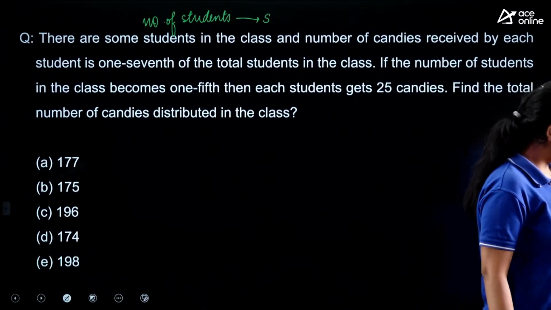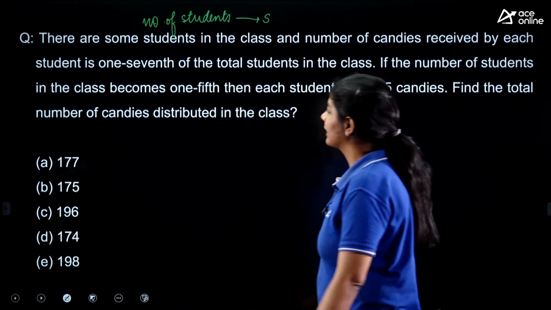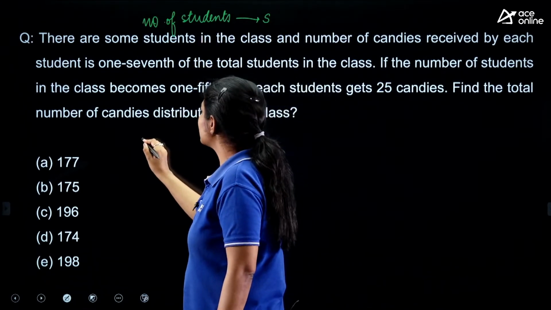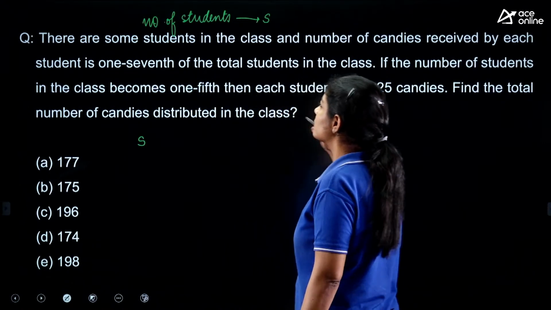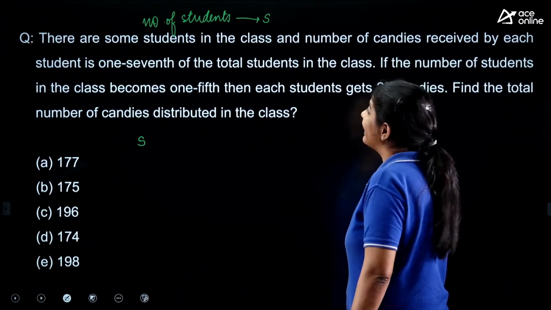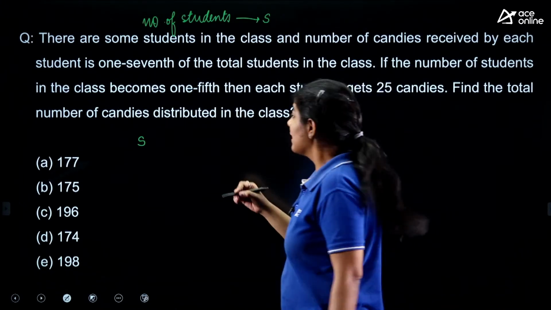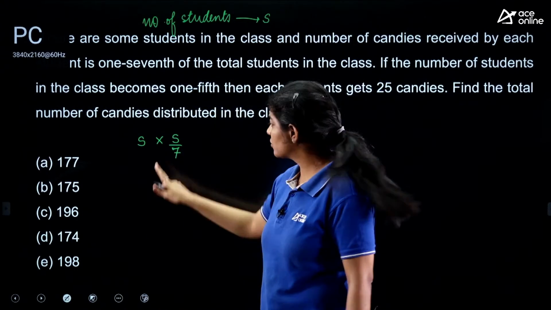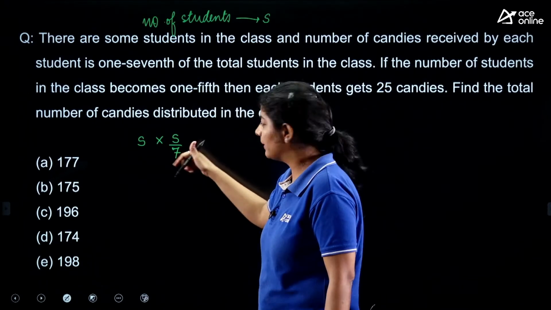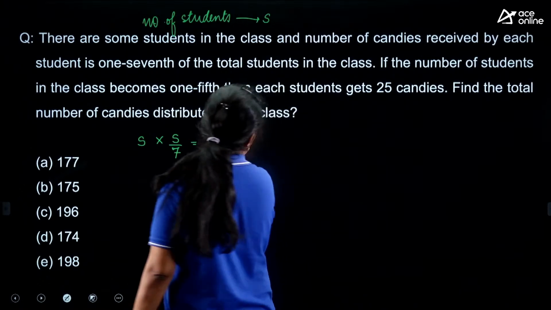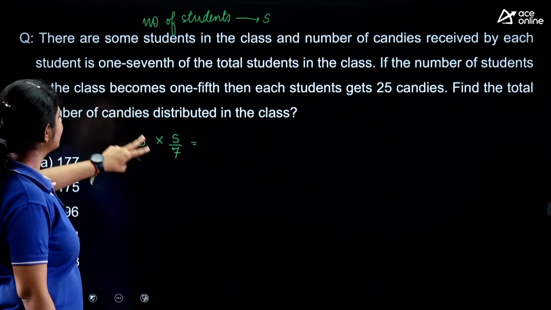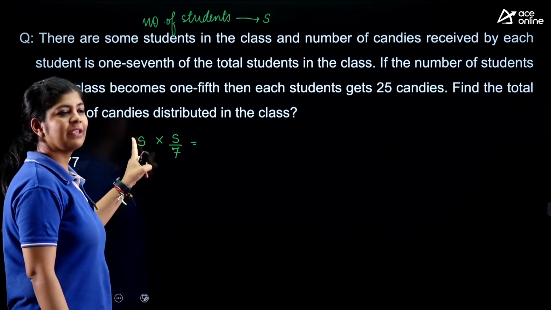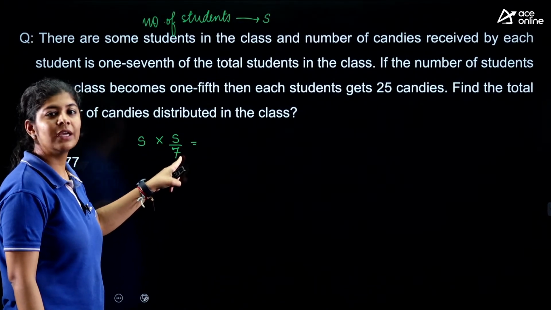Very good, Krishna. Okay, let's start discussing it. I am assuming that the number of students in the class is S, right? The question says there are some students in the class and the number of candies received by each student is 1/7. So this is the situation: students and the candies according to them is equal to the number of students in the class. This is the number of candies distributed. Each student got 1/7 of the candies.